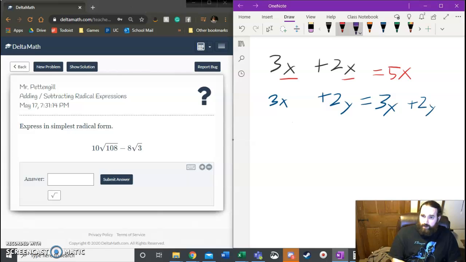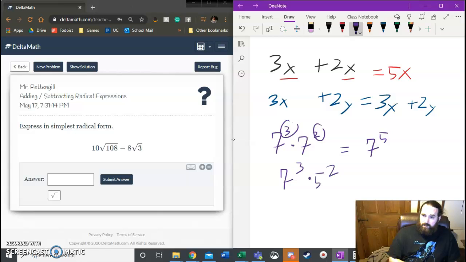You guys may remember from back when you were doing things like 7 to the third times 7 to the second would equal 7 to the fifth, where you'd combine the exponents. But if you did something like 7 to the third times 5 to the second, well, you couldn't do anything because your bases, the things that your exponents were attached to, the 7 and the 5, were different. Up here they combined because the 7's are the same. Think of this kind of like bases. We're going to do a little bit of simplification, and then we're going to compare our bases.